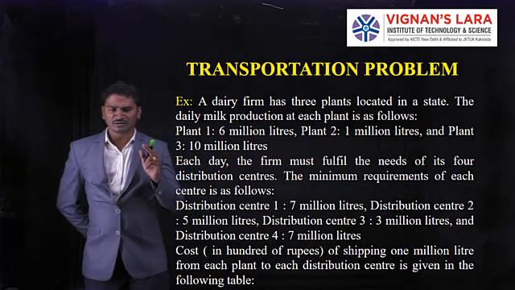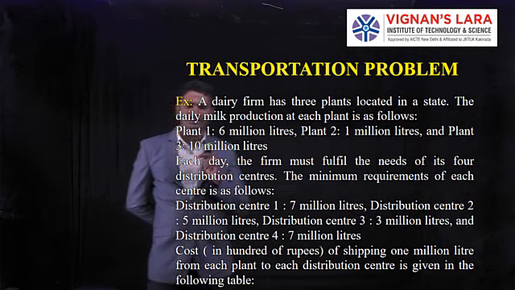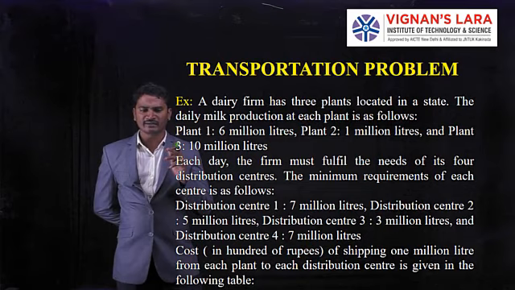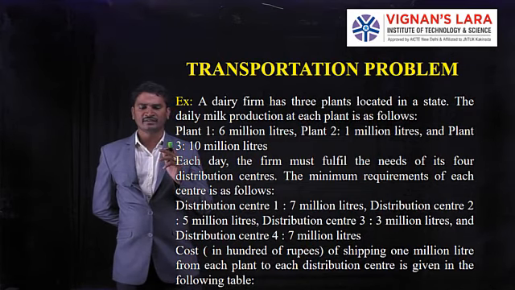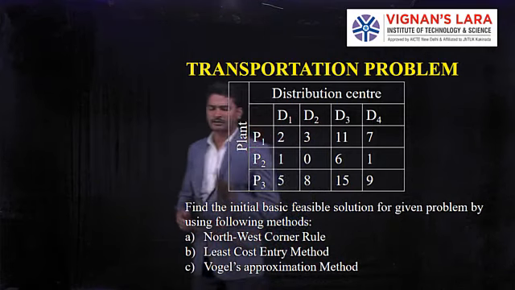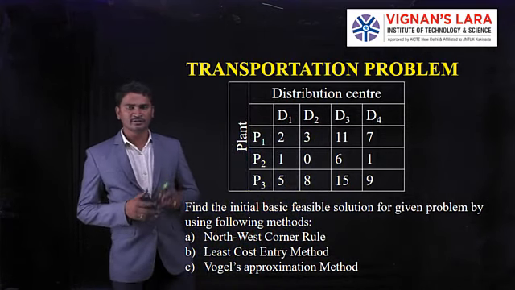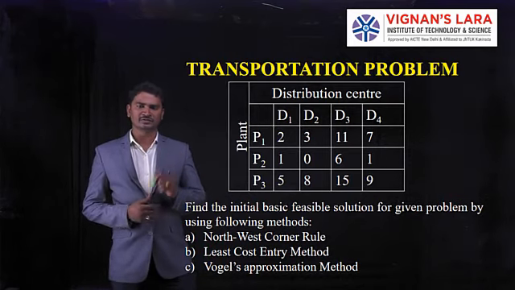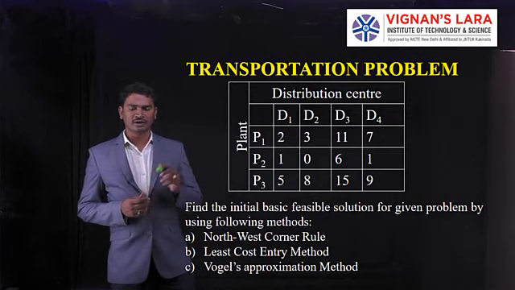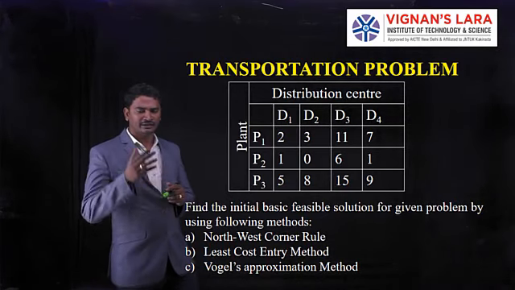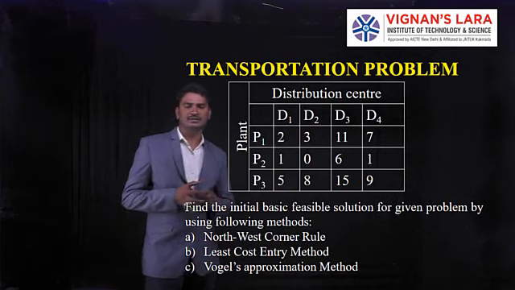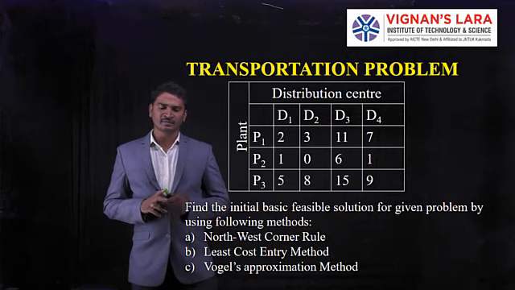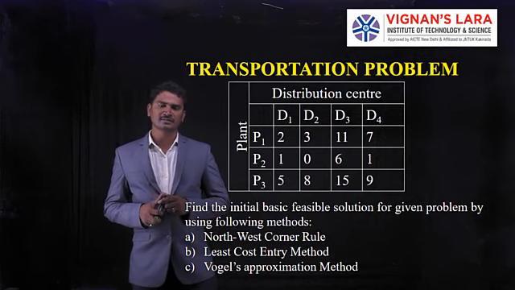And the cost, given in rupees, of shipping 1 million liter from each plant to each distribution center is given in the following table. Here is the given table, with the three plants and the distribution centers. Find the initial basic feasible solution for the given problem by using the following methods: the northwest corner method, the least cost entry method, and Vogel's approximation method.